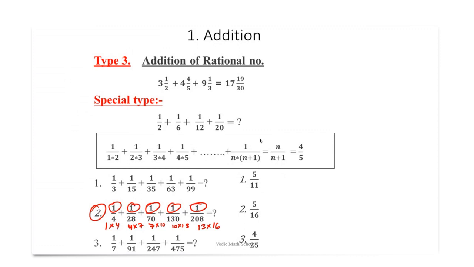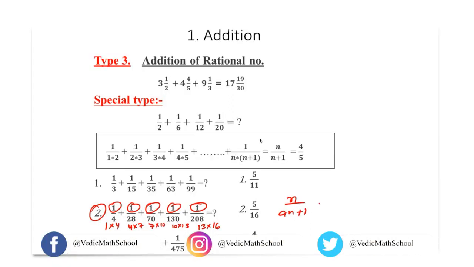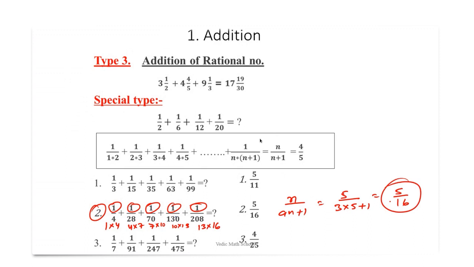And how many terms are there? 1, 2, 3, 4, 5. So n is equal to 5. And what is the formula? n upon An plus 1, with A as 3. Correct. So 5 upon 3 into 5 plus 1. So tell me, clear? Yes. This is the answer. Can you find the answer of this question, everybody? This is the same. Just apply some logic and you will get the answer.